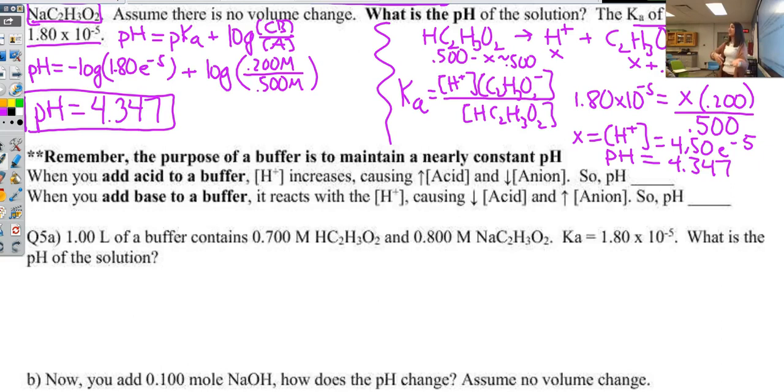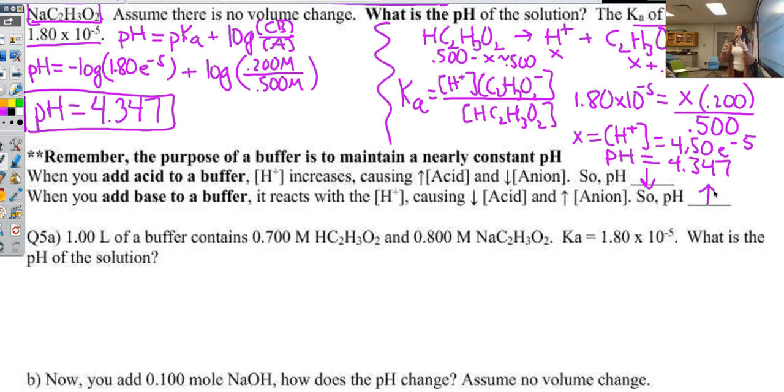You can add acid to an acidic buffer. There's no rule on that. You can do whatever you want, okay? So when you add acid to a buffer, we know the hydrogen ion increases, which means our pH should decrease. And then when you add base to a buffer, it's going to react with your hydrogen ion, which means your pH should actually increase, okay?